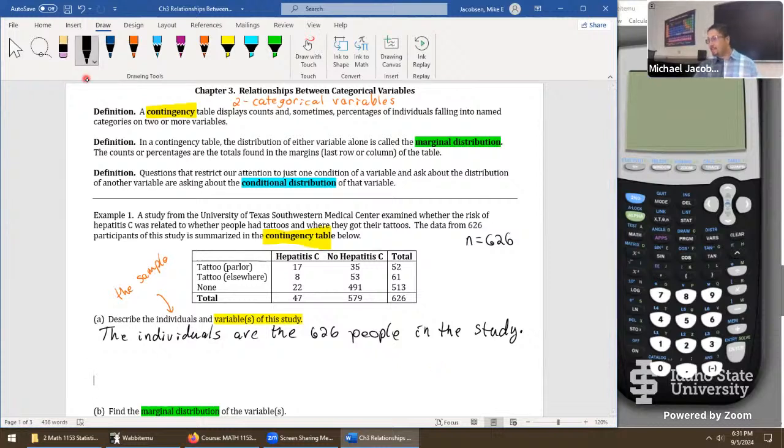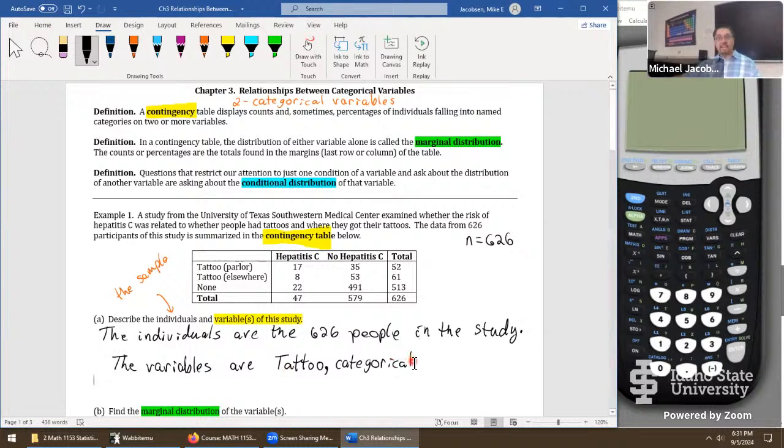Absolutely. Let's say the variables are, we can say tattoo. And if you like, you could say tattoo parlor, tattoo elsewhere, none. But usually if you're indicating a categorical variable, you just give one overall name. The name is going to be tattoo. It's categorical.